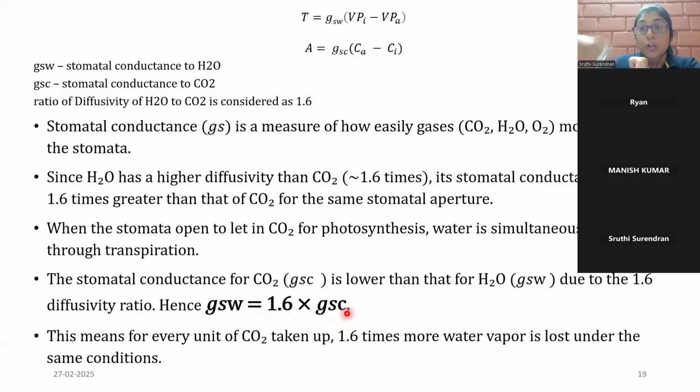This means that if you're taking 10 units of carbon dioxide entering, 16 units of water is exiting. So for a particular value of photosynthesis, we are going to lose 1.6 times the same concentration of water vapor with that rate of stomatal conductance.